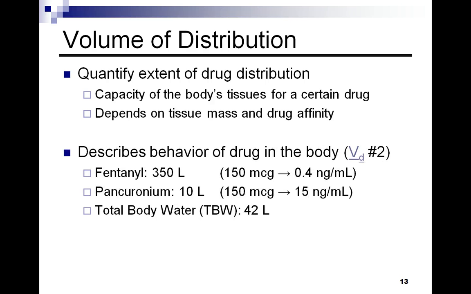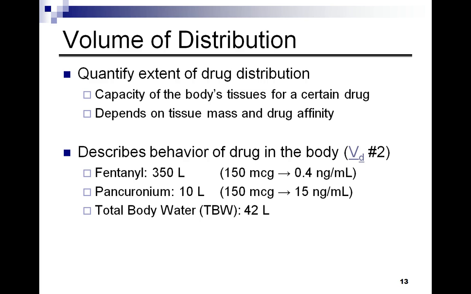For example, if I inject fentanyl into a patient, fentanyl has a volume of distribution of 350 liters, which means if I inject 150 micrograms into someone, and then if I sample their blood, I will be able to measure a serum concentration of about 0.4 nanograms per milliliter.